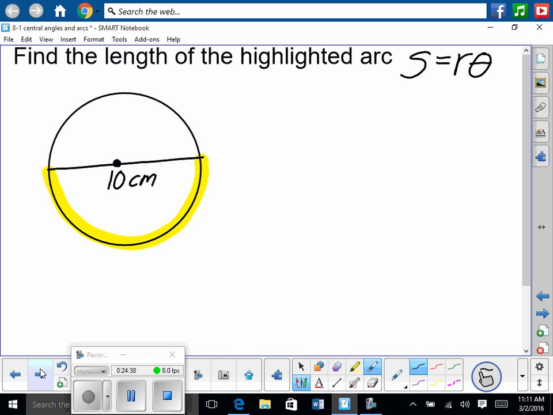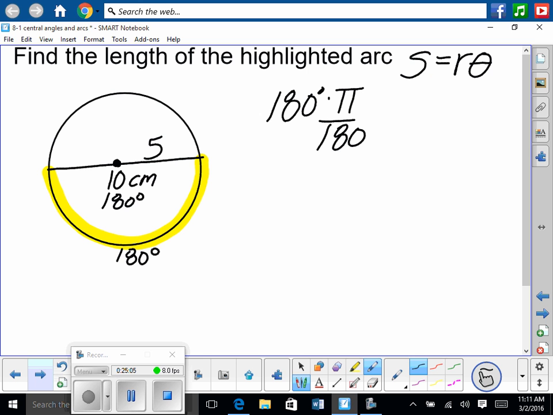Okay, let's do this one. Find the length of the highlighted arc. First of all, we have a diameter here, since it's in the middle of the circle. What's our radius? 5, right? Our radius is 5. Now, what's our theta? What's the central angle? 180 degrees. Isn't this arc 180 degrees? Now, we need that in radians. So you take 180 degrees and multiply by pi over 180, which is pi. Which makes sense. Halfway around a circle is pi. If a full way around a circle is 2 pi, isn't halfway around a circle pi? So 180 degrees is pi.